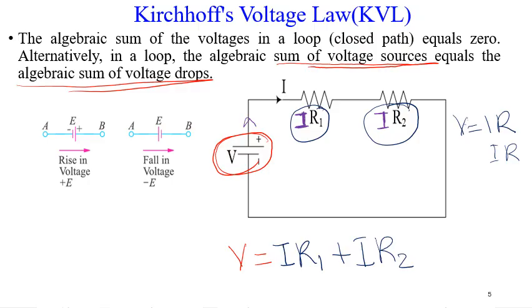That is why the first definition says the algebraic sum of voltages in a closed loop equals 0. And here they said you can also state it as the algebraic sum of voltage sources equals the algebraic sum of voltage drops. So basically this is the equation we can use to solve the question in this circuit. That is how we apply KVL, and I want to take an example so that we really use it to solve a question. Then we will know how things go from here.